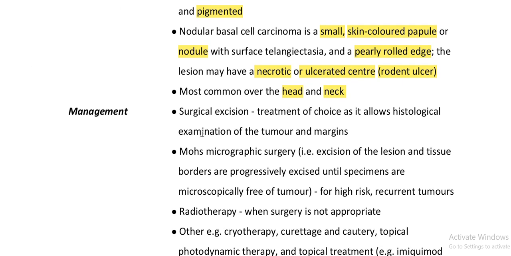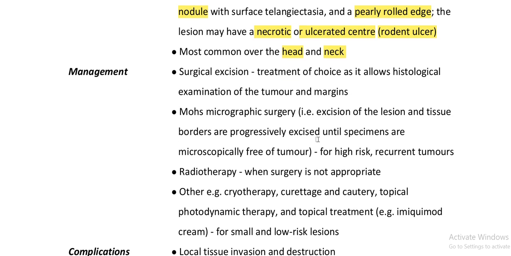And how will we manage this basal cell carcinoma? Surgically. Surgical excision is the treatment of choice, with histological examination of the tumor and margins. Before we do surgical excision, we need to do histological examination to identify the malignant cells present there. So, treatment of choice, surgical excision.